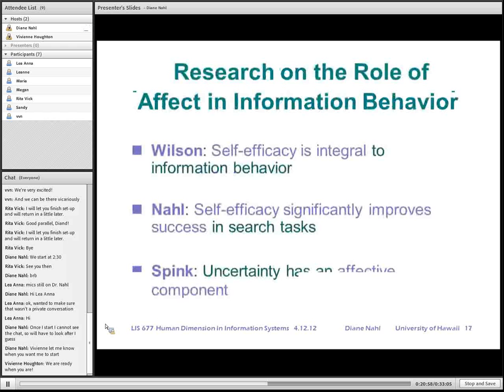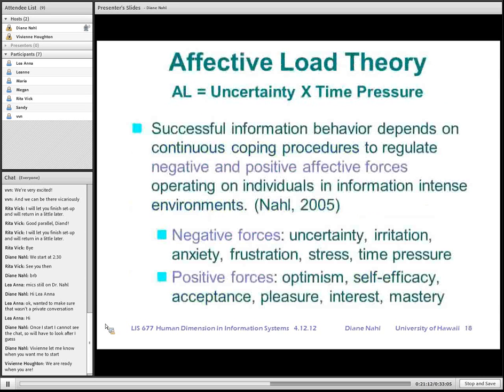T.D. Wilson has done research on self-efficacy. I've done quite a bit of work on self-efficacy. Amanda Spink has studied uncertainty. I've looked at uncertainty quite a bit too. And I've defined something called affective load theory, because cognitive load theory has been around for quite a while, but it doesn't acknowledge the impact of affect. So I've done this in order to address that.